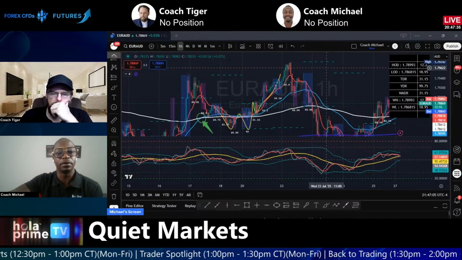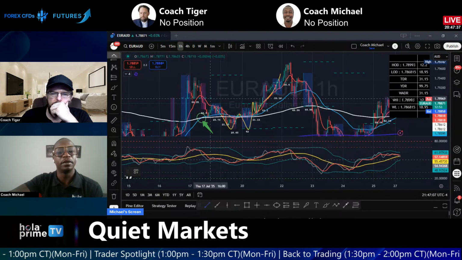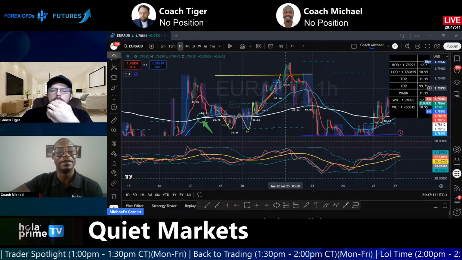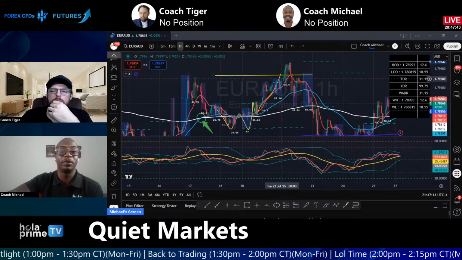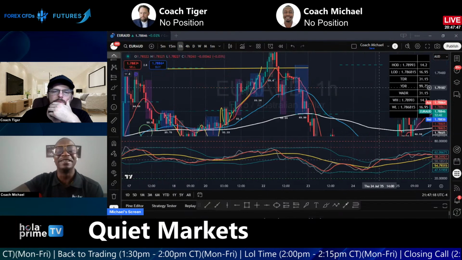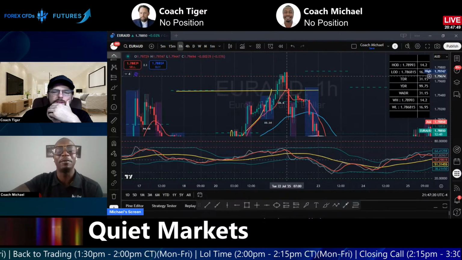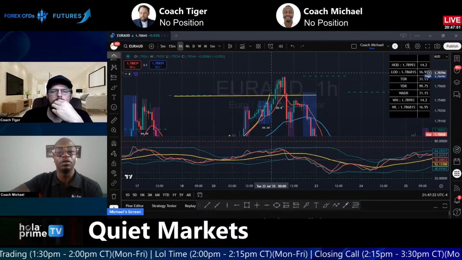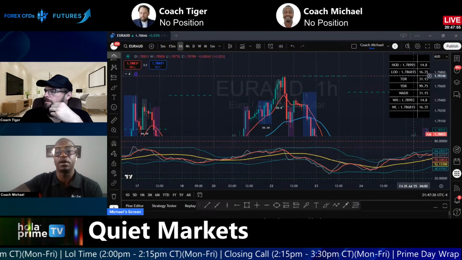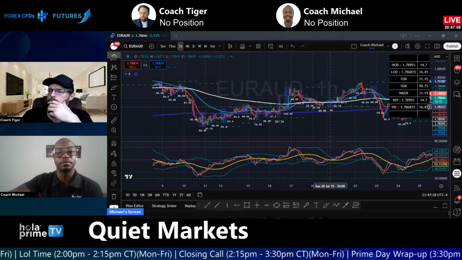And what did it do? Dang it. And what did it do? It kept on going. It ran up even further. Now it didn't run up too much further, but that's not the point. The point is this could have surely kept going higher and higher and higher. And this is why, to me, it's smarter to trail your stops than have a hard TP, right?